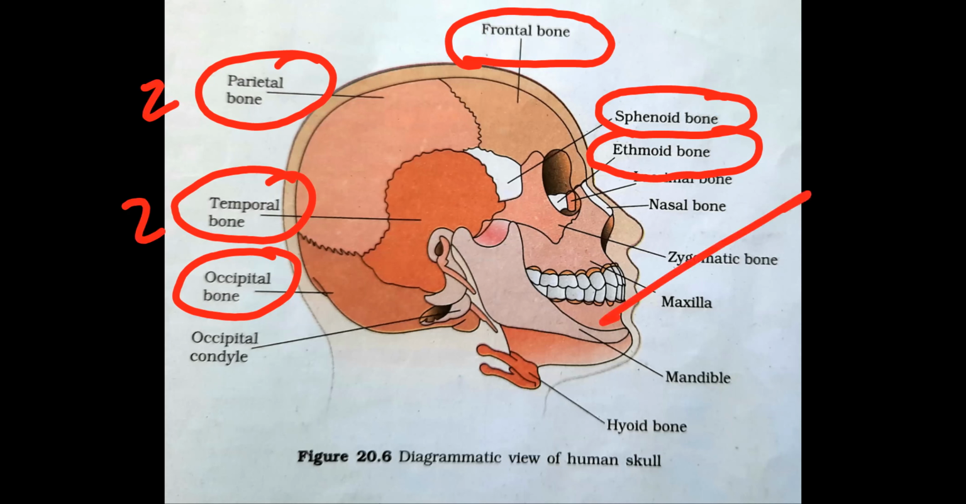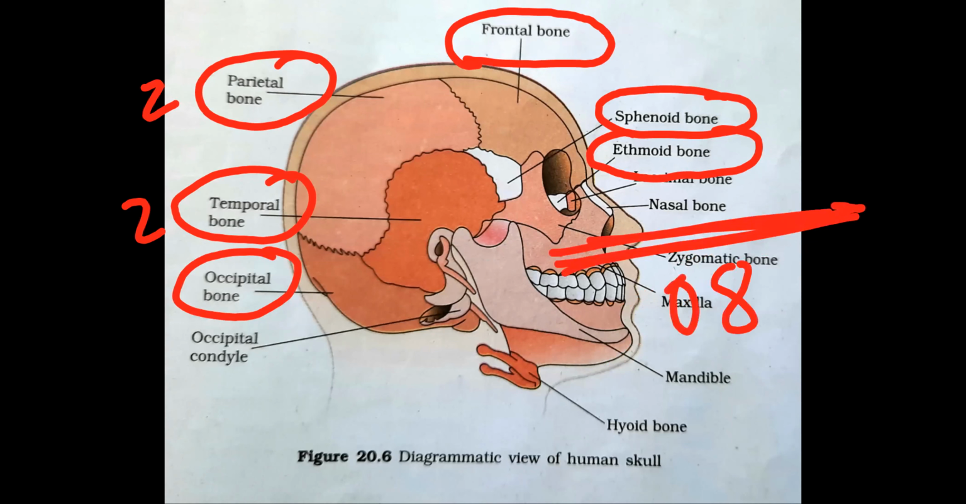टोटल नंबर कितना होगा इन बोन्स का फिर? These two are paired and remaining ones are unpaired. So total number of bones included will be how many? Correct, 8. Pair of parietals and pair of temporals total 4 हुए. And single frontal, single occipital, single sphenoid and single ethmoid will make it how much? The 8 bones.